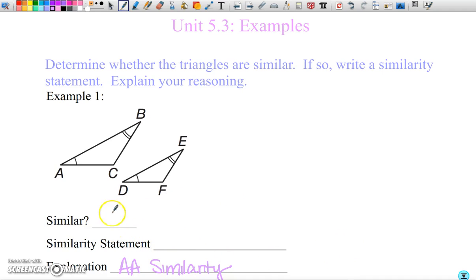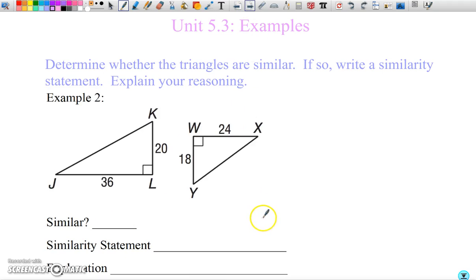So the answer is yes, because of angle-angle. And the similarity statement, we would write triangle ABC, if we call it that, is similar to triangle. Now since I started with A, I have to start with D. I went to B, and since B and E are congruent, E has to come next, and then F.